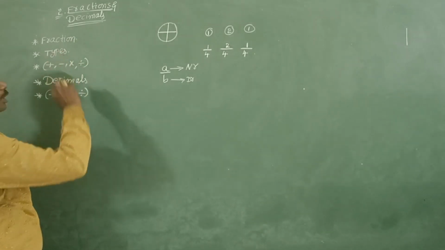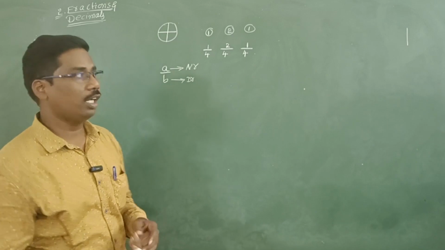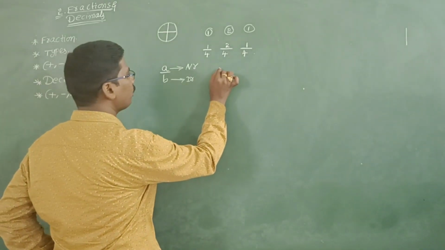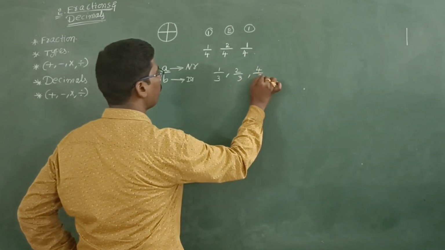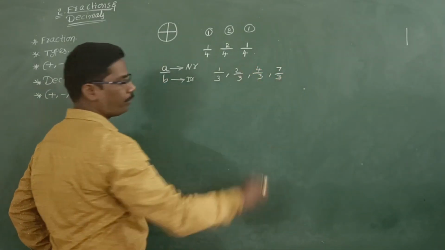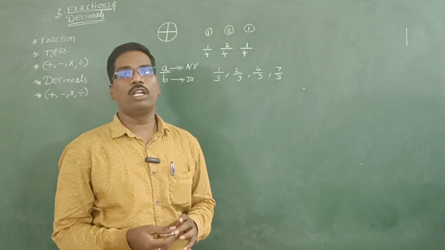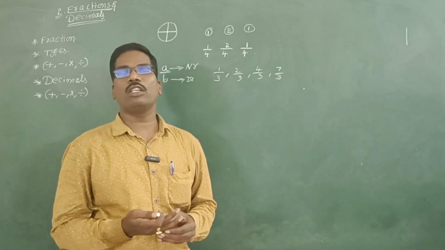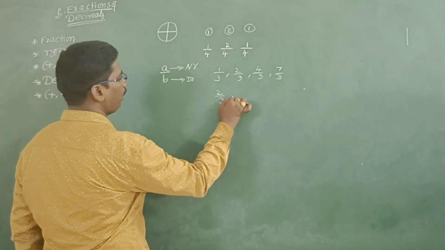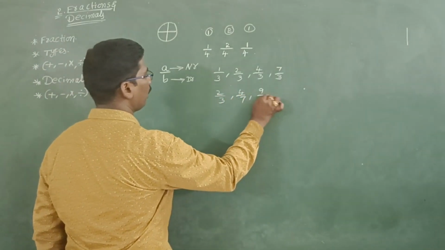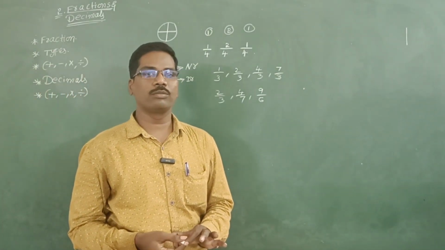In fractions, there are so many types. First of all, let us consider like fractions. Fractions which have the same denominators are called like fractions. See, 1 by 3, 2 by 3, 4 by 3, 7 by 3: these are all like fractions. If the denominators are not the same, those are called unlike fractions, like 2 by 3, 4 by 7, 9 by 6.